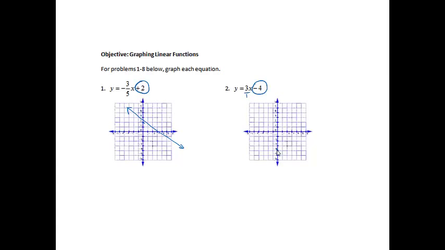So from this point down here, I'm going to go up 3 and then over 1, put a second point, and then I can go ahead and connect them. And once again, I am going to connect them with arrows.